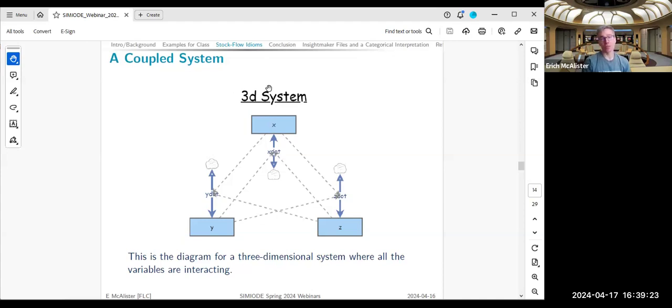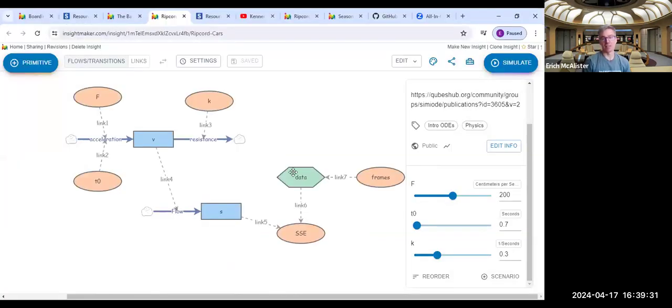And then the other idiom that gets used a lot is data: how do you estimate parameters from data? That's less of a stock flow idiom than an Insightmaker idiom. You use that very frequently.